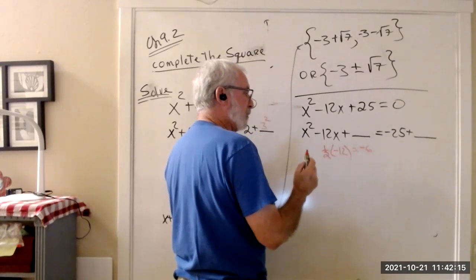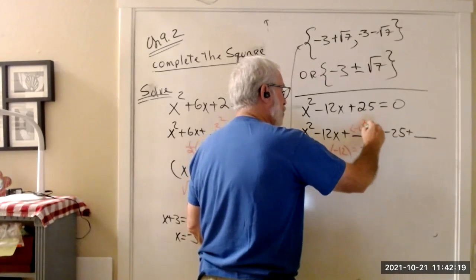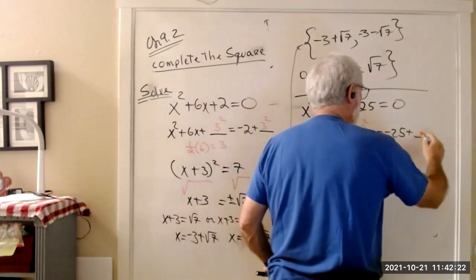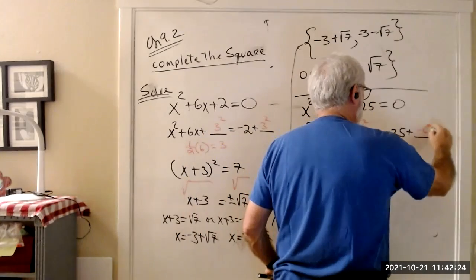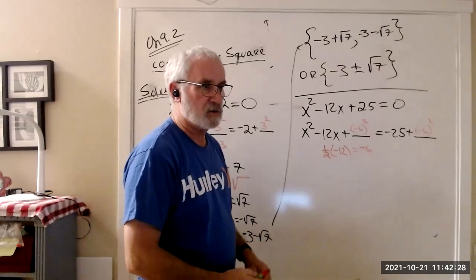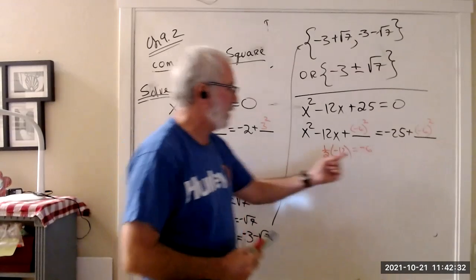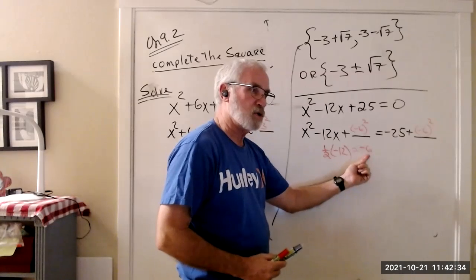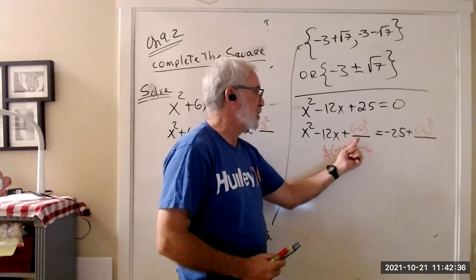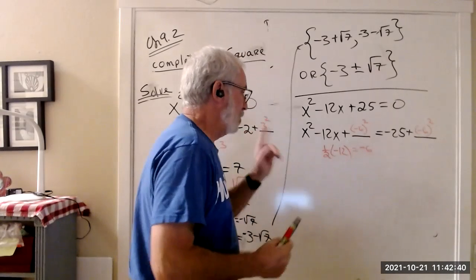Now be careful, but you put negative 6 squared on both sides. You square the whole negative 6. So in essence, that's 36. Be real careful about your math. You square that number. Square negative 6 is positive 36. Okay.